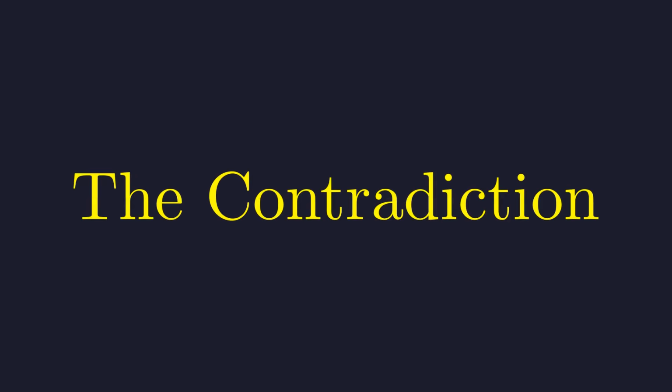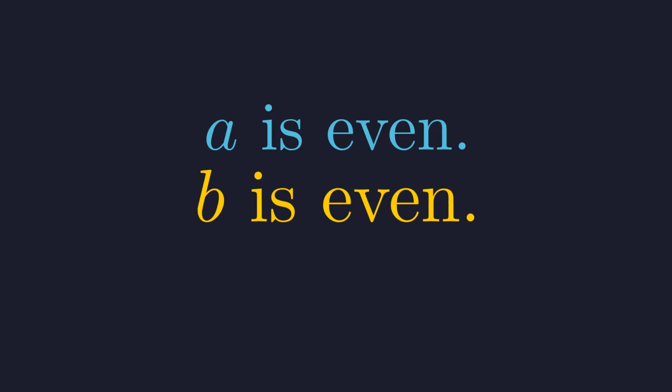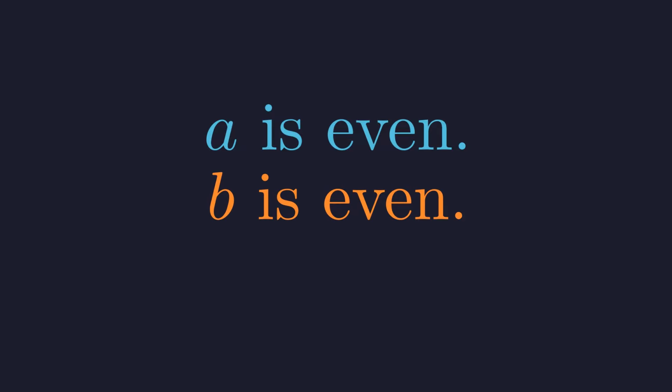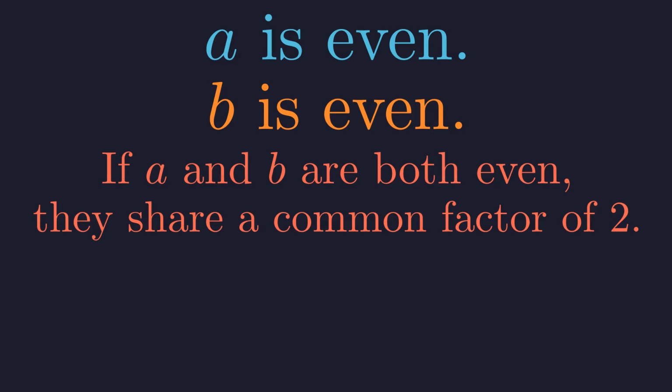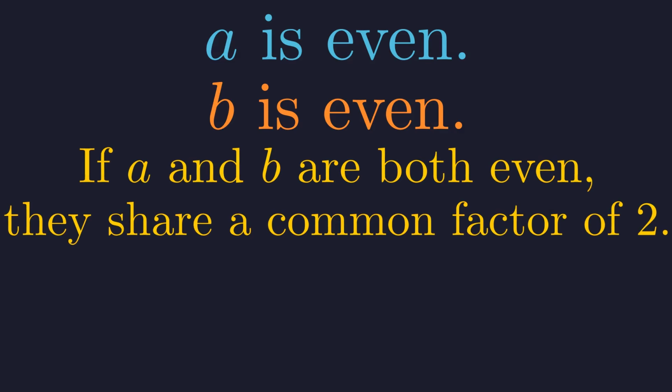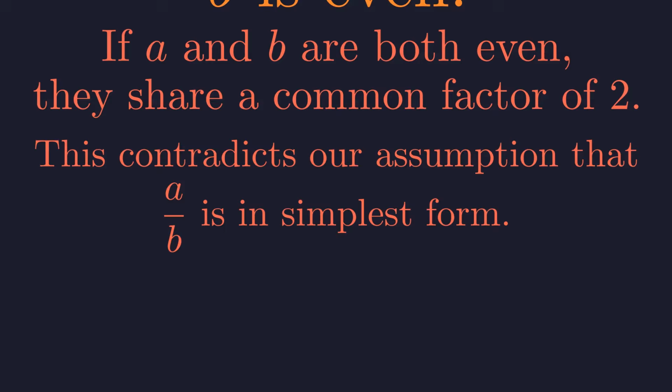At this point, we have reached the logical breaking point of our assumption. Our derivation has forced us to conclude that a must be an even number. Simultaneously, we were forced to conclude that b must also be an even number. Let's consider what this means for our original fraction, a over b. If a and b are both even, they must share a common factor of 2. But this directly violates our starting condition. This contradicts our initial assumption that the fraction a over b was in its simplest form, with no common factors.